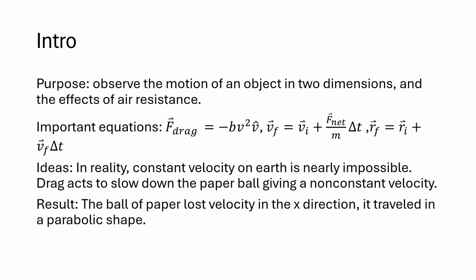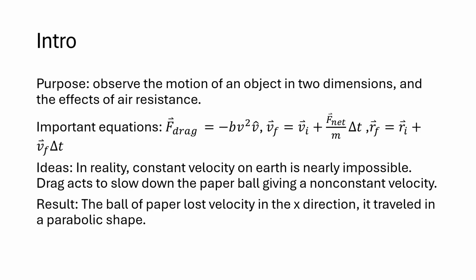Intro. The purpose was to observe the motion of an object in 2 dimensions, projectile motion, and observe the effects of air resistance. Important equations: the force of drag equals negative the drag proportionality constant, B, times velocity squared times the unit vector for velocity. Velocity final equals velocity initial plus F net over m times delta t, and position final equals position initial plus velocity final times delta t. You can use velocity final because the force is non-constant.